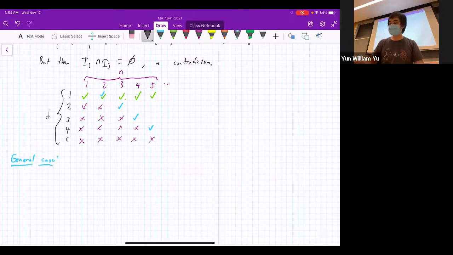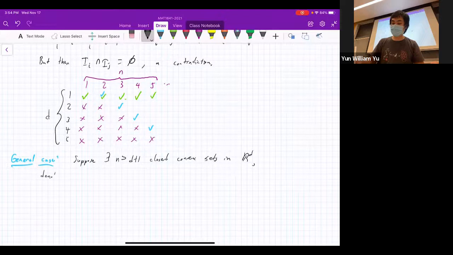So the general case: suppose that there exist some n greater than d plus one closed convex sets in R to the d, and let's denote them x1 through xn, that form a minimal counterexample.